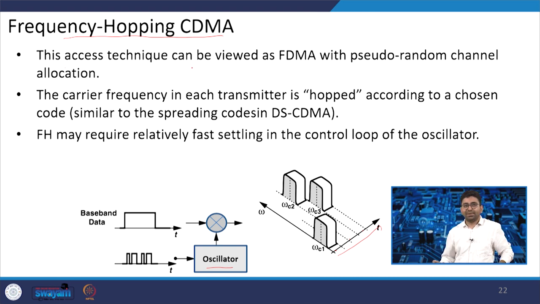These access techniques can be viewed as FDMA with pseudo random channel allocation, and the carrier frequency in each transmitter is hopped according to the chosen code. So, different codes are provided to different carrier transmissions, and frequency hopping may require relatively fast settling in the control loop of the oscillator. So, the connection and the disconnection will happen quickly, it is very fast. So, for very short duration and short time communication, mostly these kinds of techniques are used.